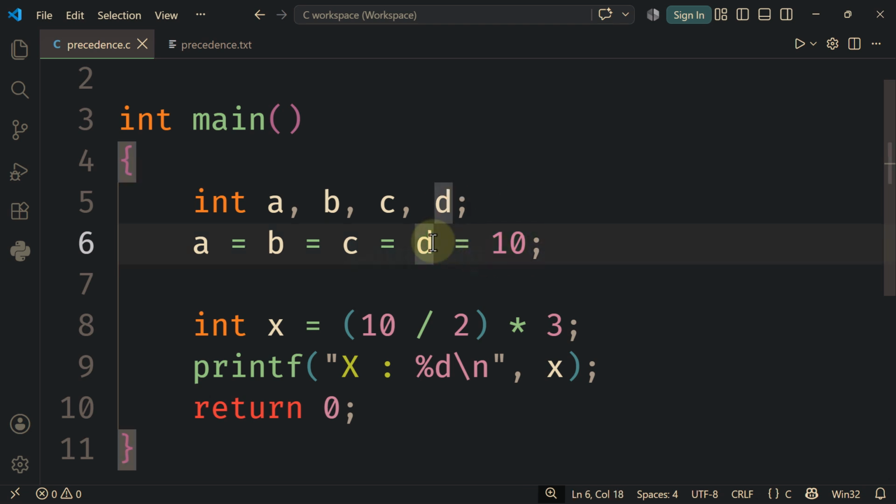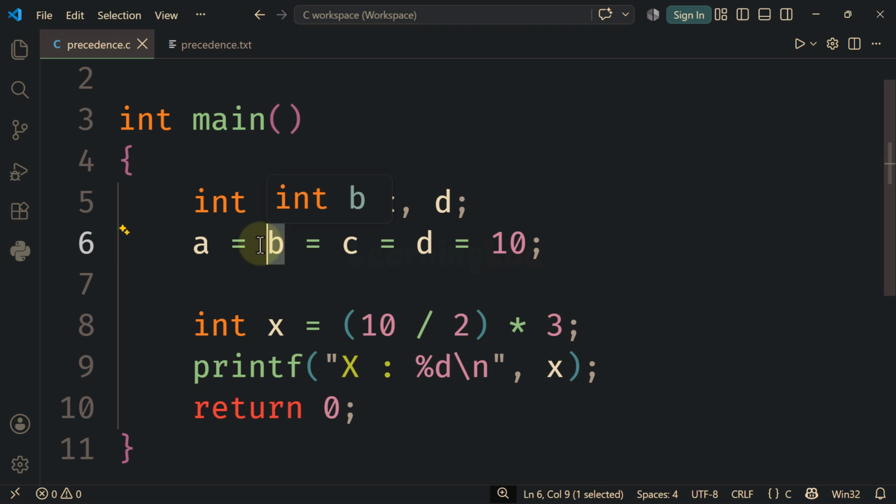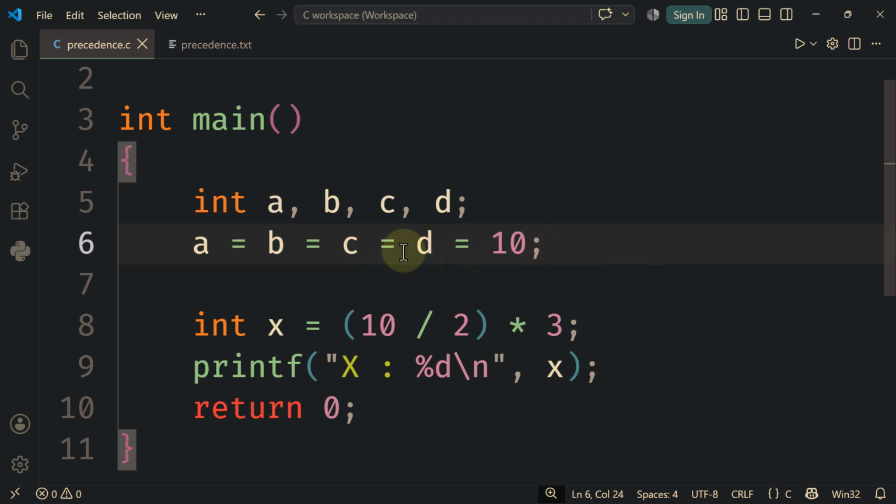So d will contain 10. Then the value of d is assigned to c. So c will also contain 10. Then the value present in this c will be stored in the b, which is equal to 10. And again, value of b is stored in a, which is equal to 10. So because of this particular assignment, all these variables will contain a value of 10. So here the assignment operators have the associativity of right to left.